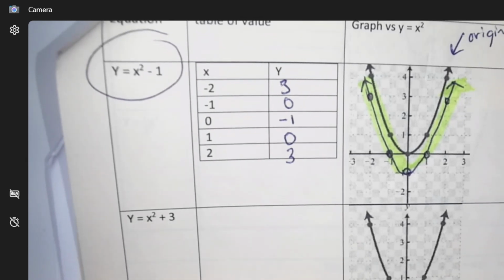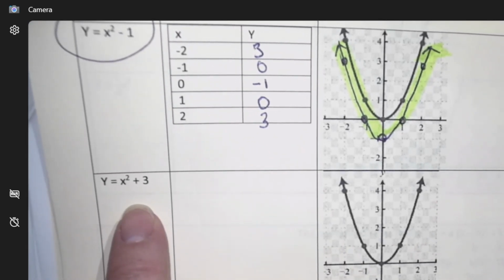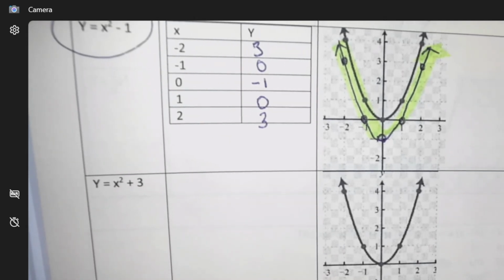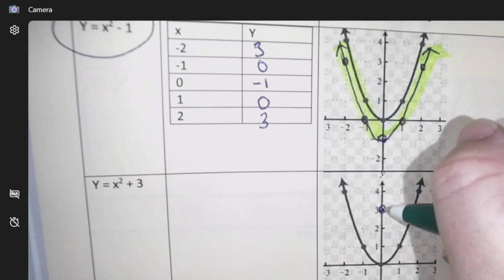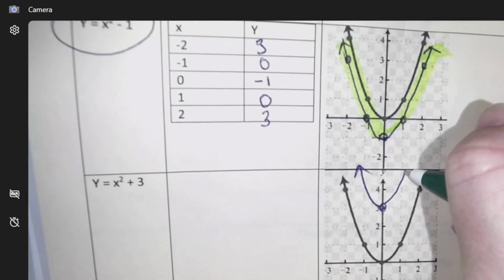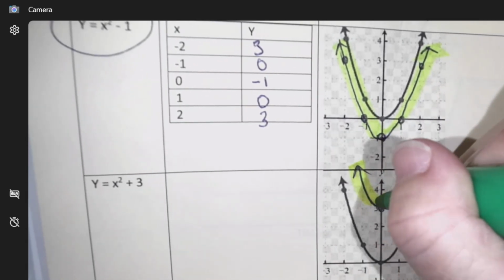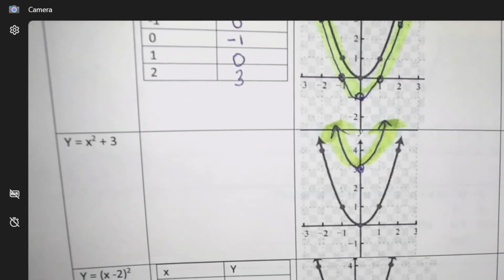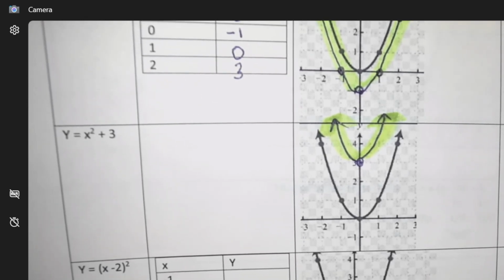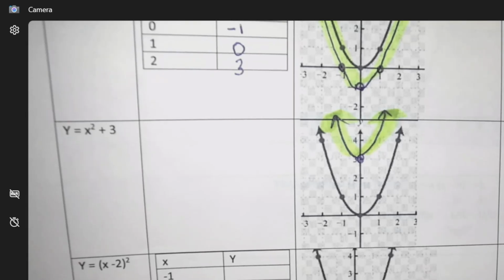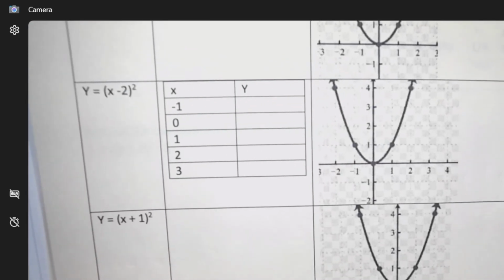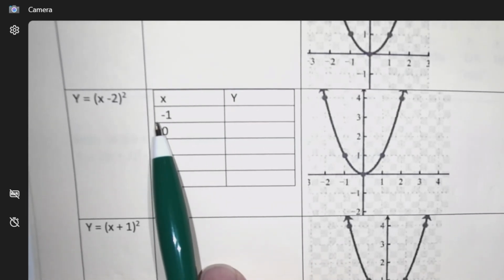Okay, what do you think would happen on this next one? It should move up 3. So just a general, like what it might look like. So that shape's going to be up there now. Okay, now, here we go, plugging in.